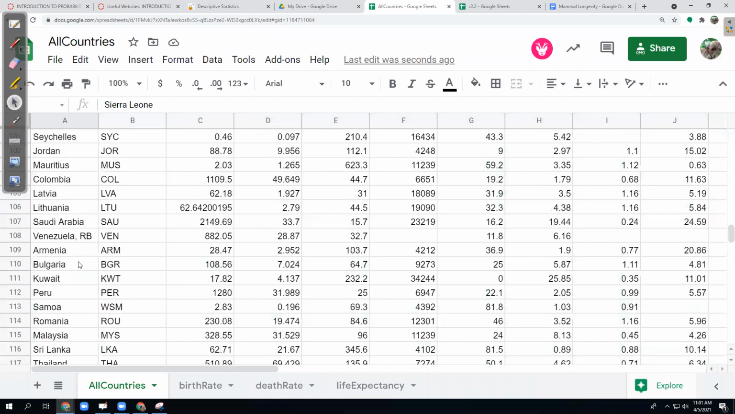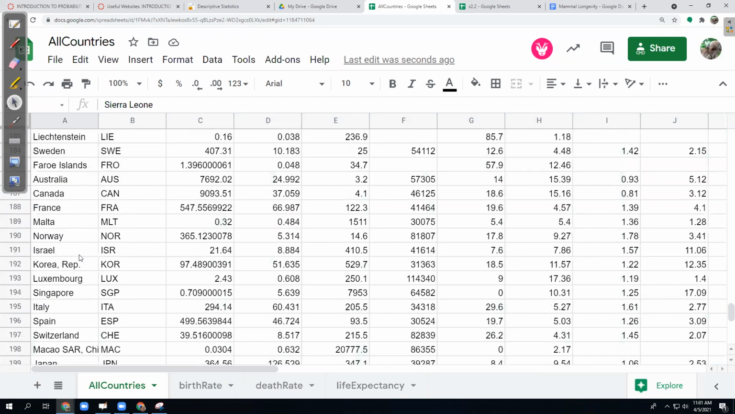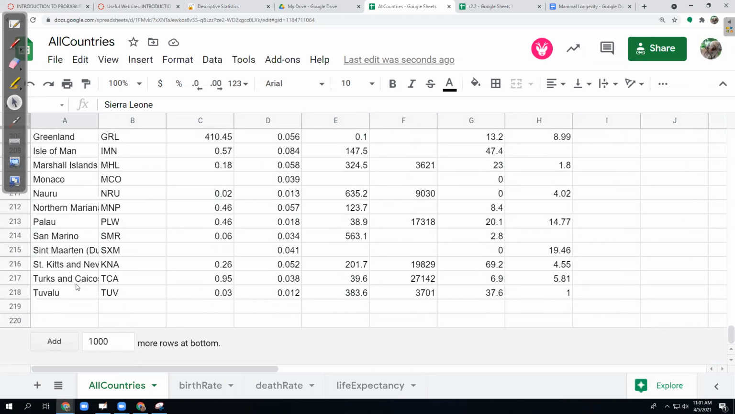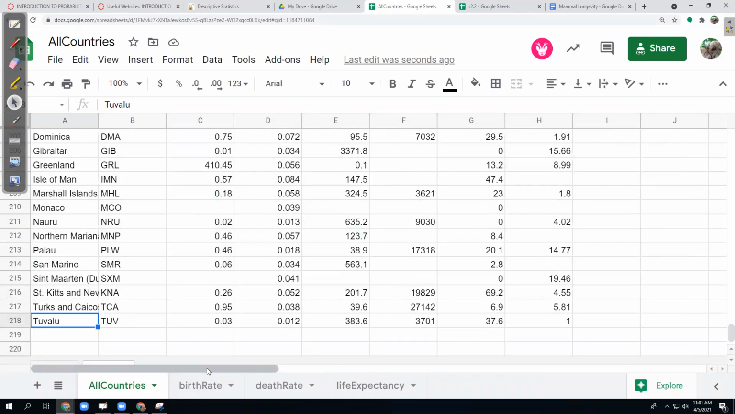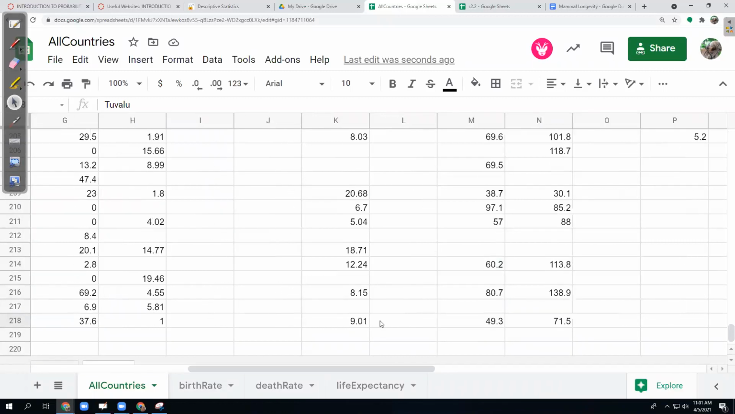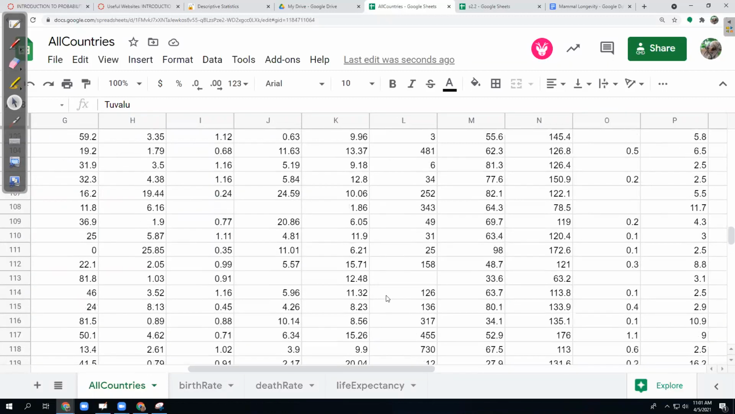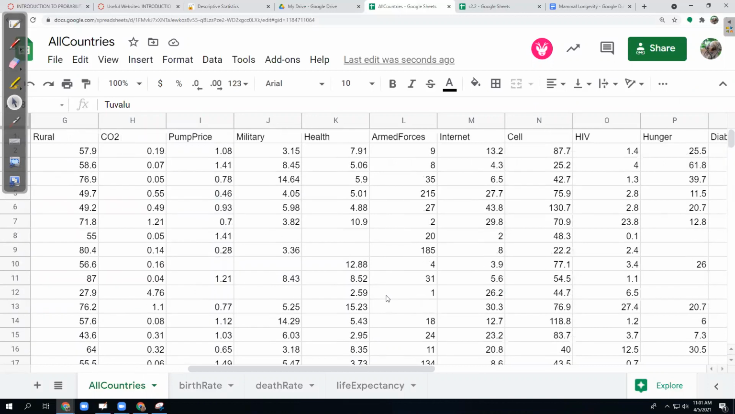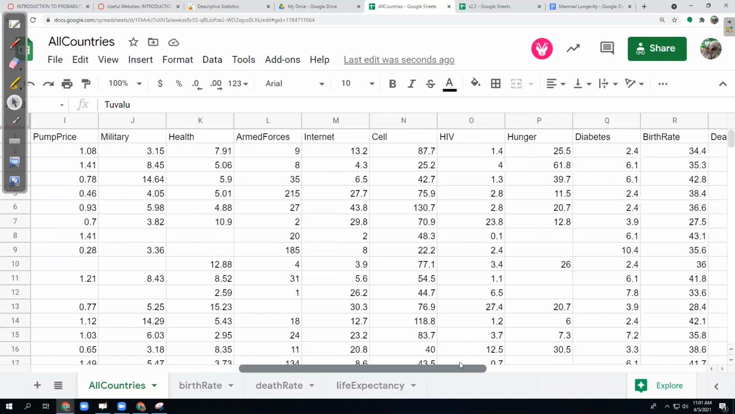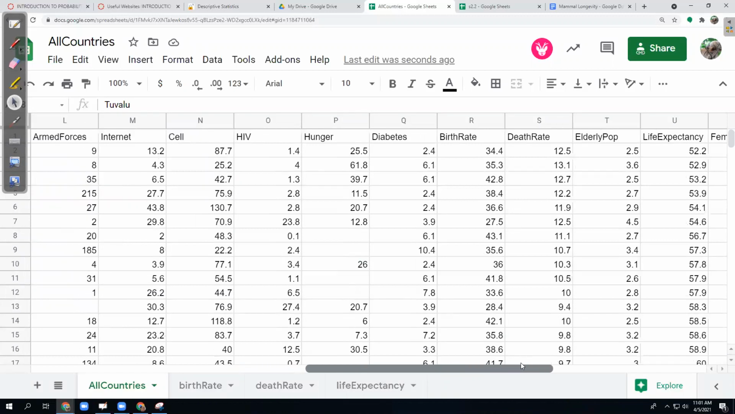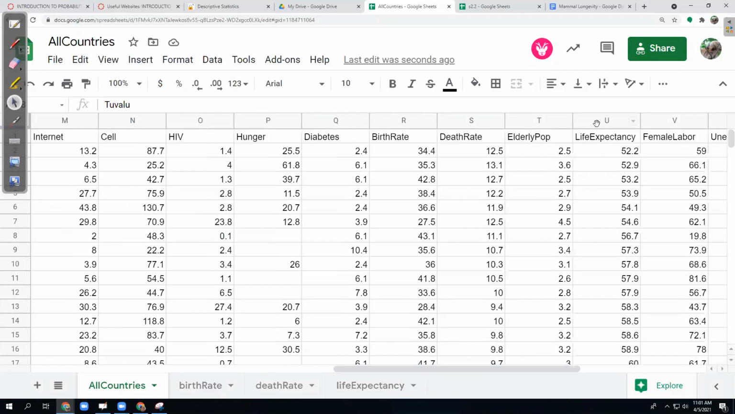If we scroll down at the bottom, the country with the highest life expectancy is Tuvalu. I have no idea what that country is, but they have the highest life expectancy. Oh, actually, they could be a blank. Some life expectancies were blank. Usually blanks get put on the bottom. Sort life expectancy.